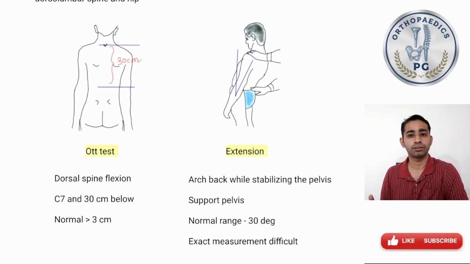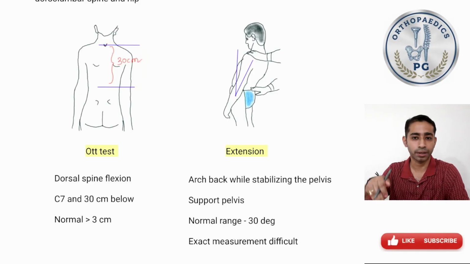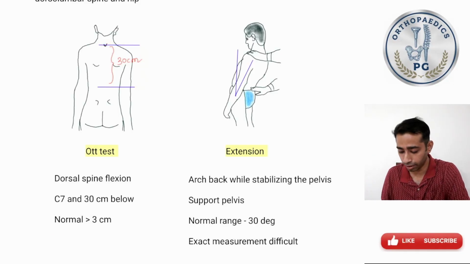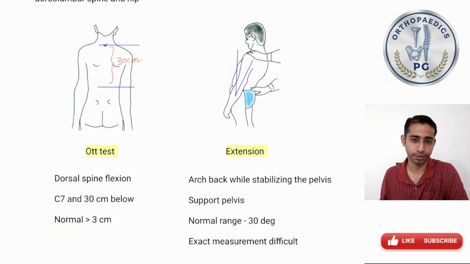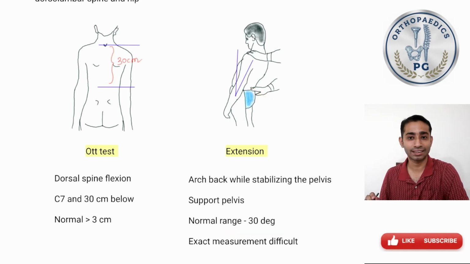For the dorsal spine, the test that is described is OTT test. It is similar to Schober. Here we mark the C7 and mark a point 30 centimeter below. Ask the patient to flex forward, and normal is more than 3 centimeter. For extension, we ask the patient to arch back while stabilizing the pelvis. And the normal range is around 30 degree. However, exact measurement with a goniometer is very difficult.